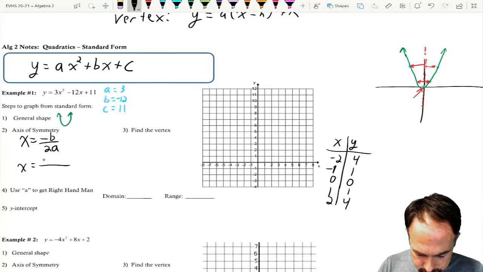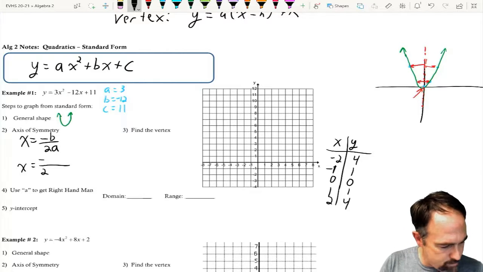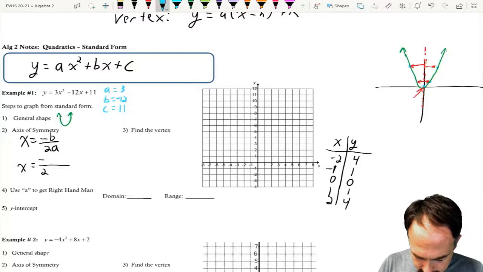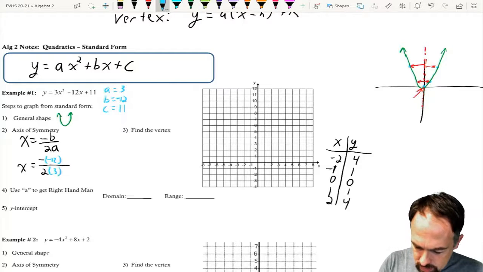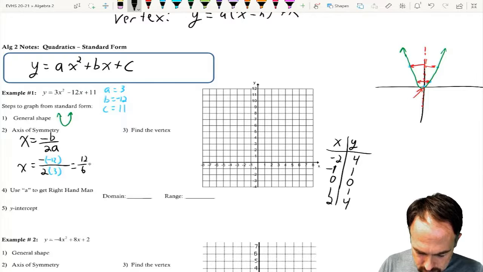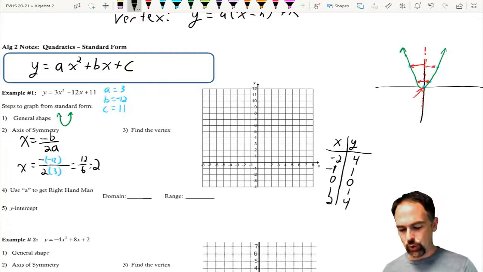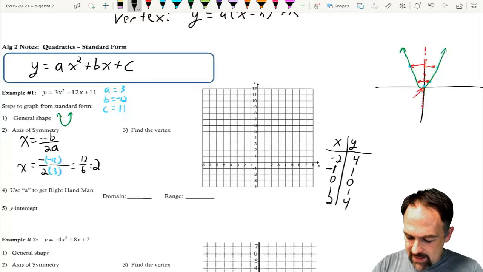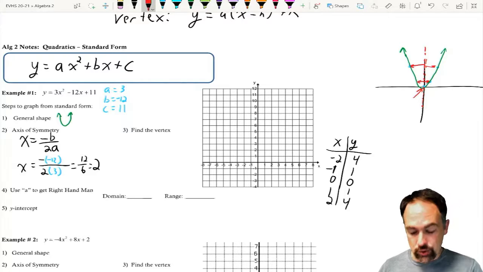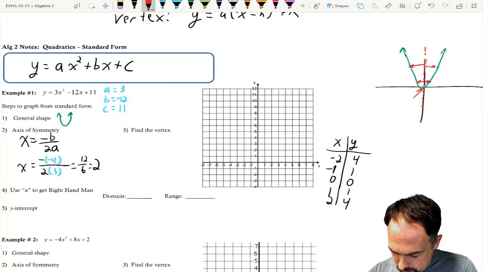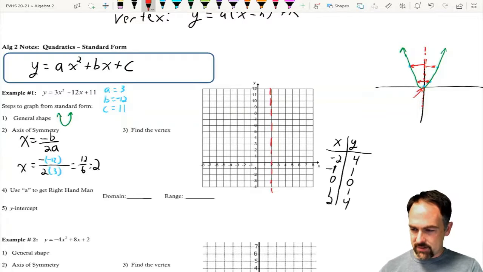x equals, for b, we're going to have -12, and then for a, we've got 3. So when we simplify that down, we've got 12 over 6, which is 2. What that means is if I go over to x equals 2, which is a vertical line, I'm going to have a vertical line right here that is my axis of symmetry.